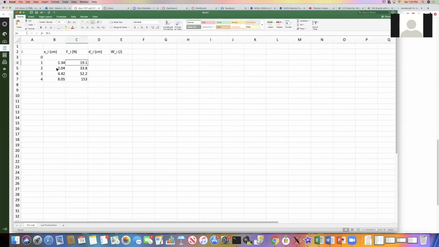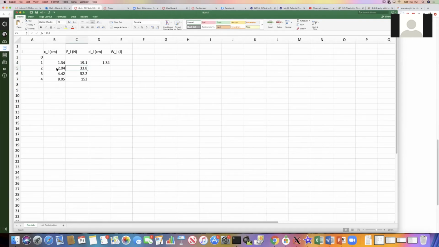Okay, so I didn't have a previous measurement for this first one here. For this first one, I stretched my spring 1.34 centimeters from equilibrium. So I'm just comparing it to 0. So my incremental distance here for the first one would just be the same as x sub I, 1.34 centimeters.